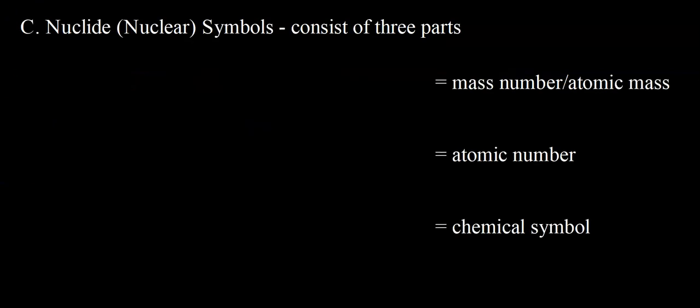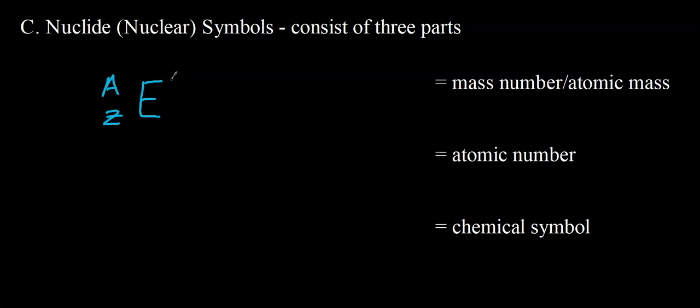So let's look at nuclide symbols, again describing one particular atom, also known as a nuclear symbol. And so what it looks like is this. We have some number A over some number Z next to some letter or letters E or X. There are different formats for nuclide or nuclear symbols, and so we'll go with this one here.